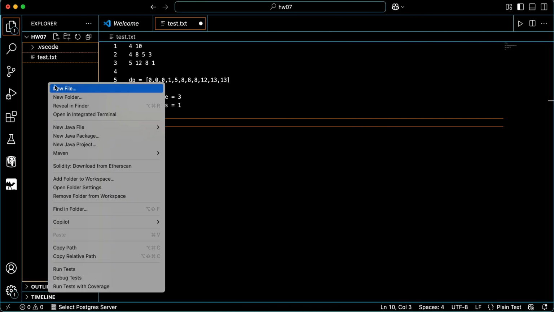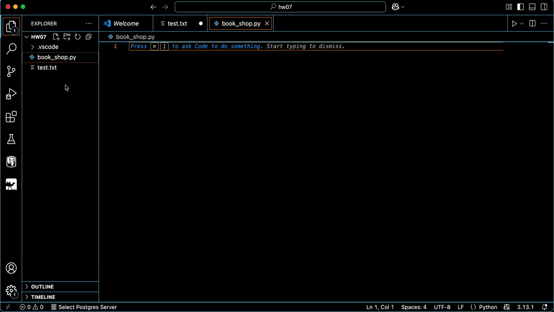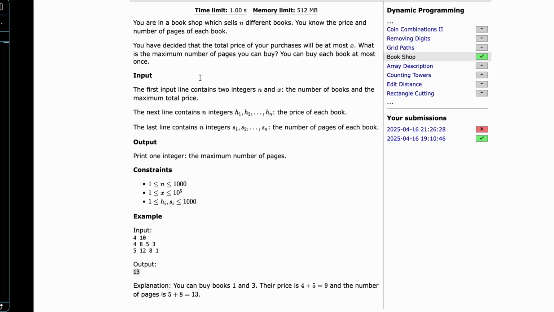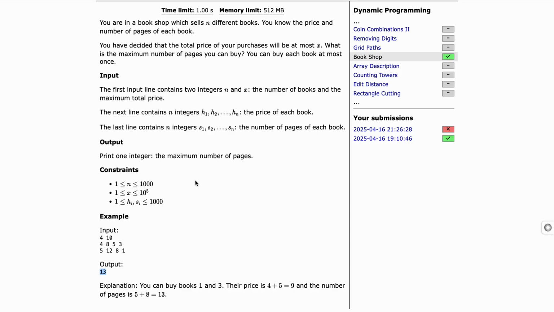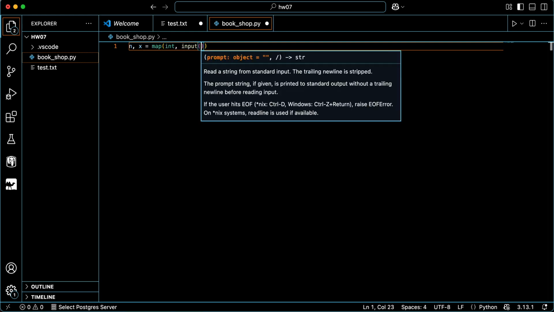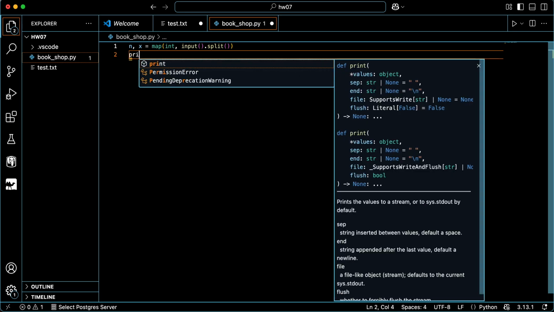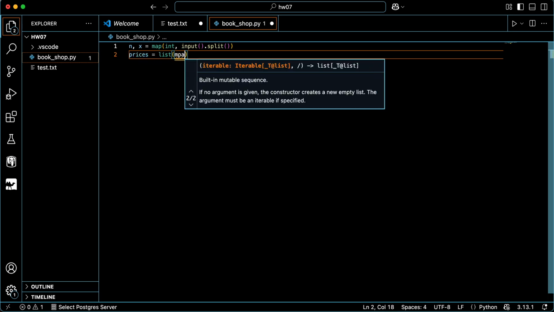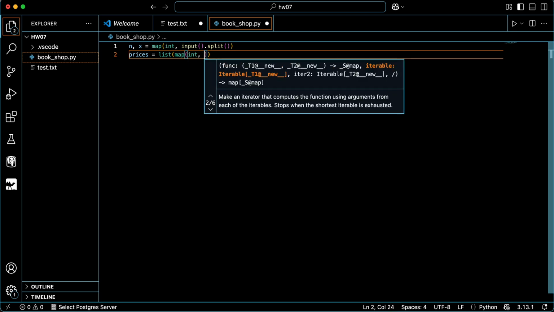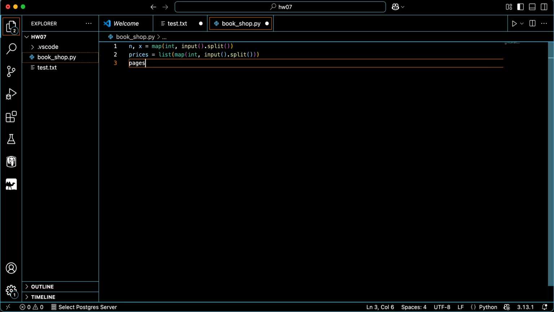So let's put this into code. This is bookshop.py. And so our inputs, we're going to start by getting n and x. So n, x is equal to the input of that. And then we're going to get the arrays, or the price data and the page data. So the prices equal to list, and the same thing for pages.